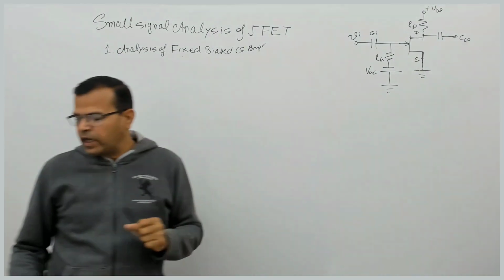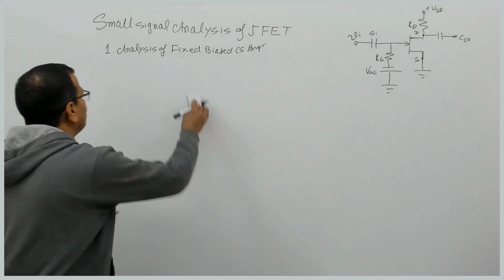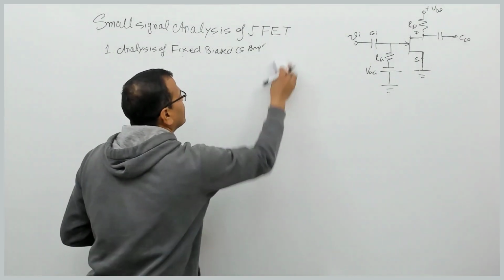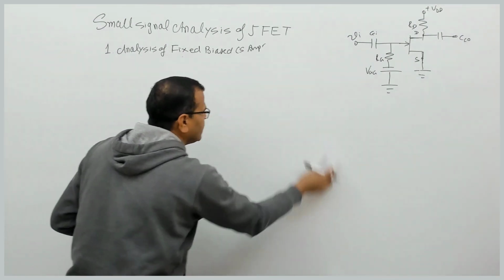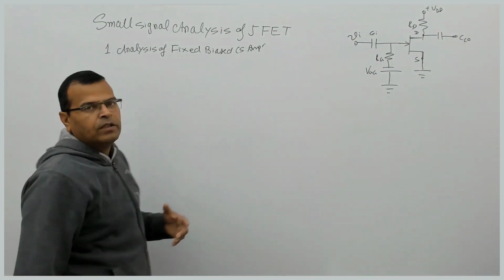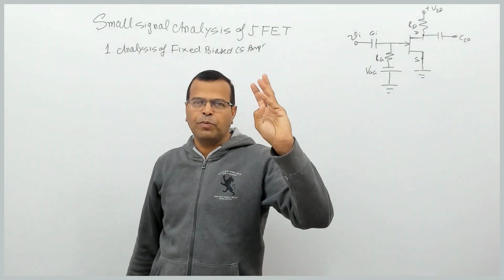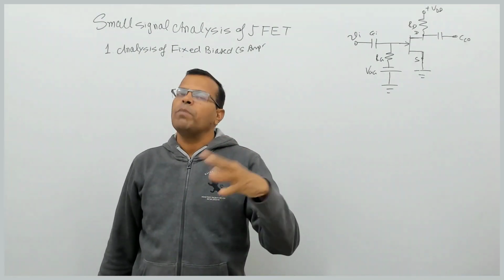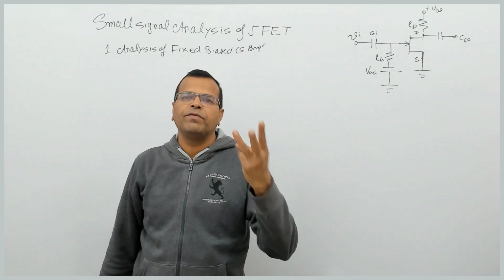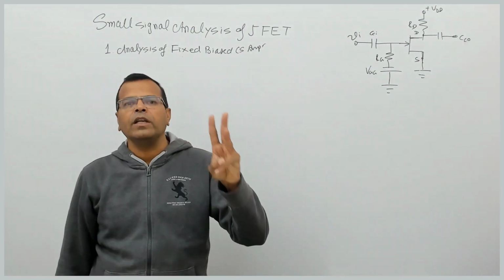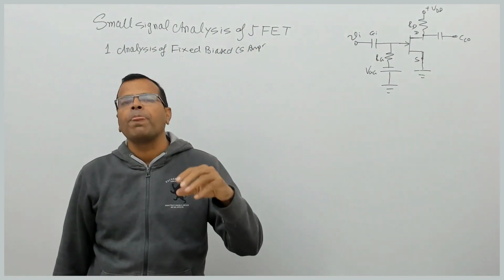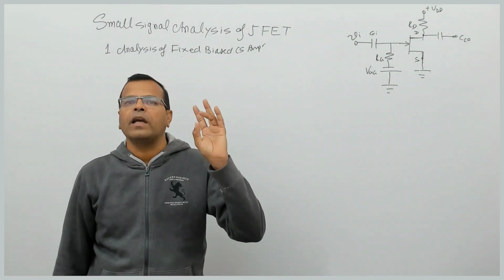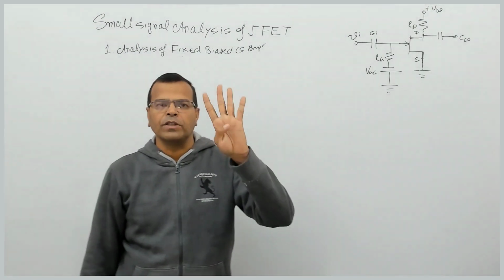For small signal analysis, I hope you remember the procedure to be followed. What do we do in analysis? First of all, we find the voltage gain, input impedance and output impedance of the amplifier. Normally in case of JFETs and MOSFETs, we find three parameters: voltage gain, input impedance and output impedance. But in case of BJTs, we find voltage gain, current gain, input impedance and output impedance, four parameters.